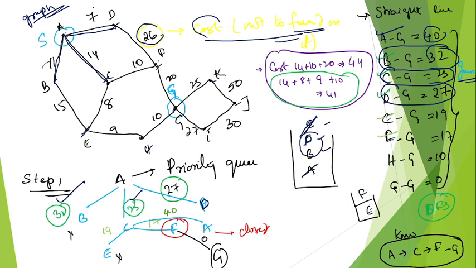Priority queue. What is the priority queue? I have got the list based on their heuristic value, which is the minimum, that is 25. That is heuristic value. That is called priority queue. Okay. Now I have got from C.